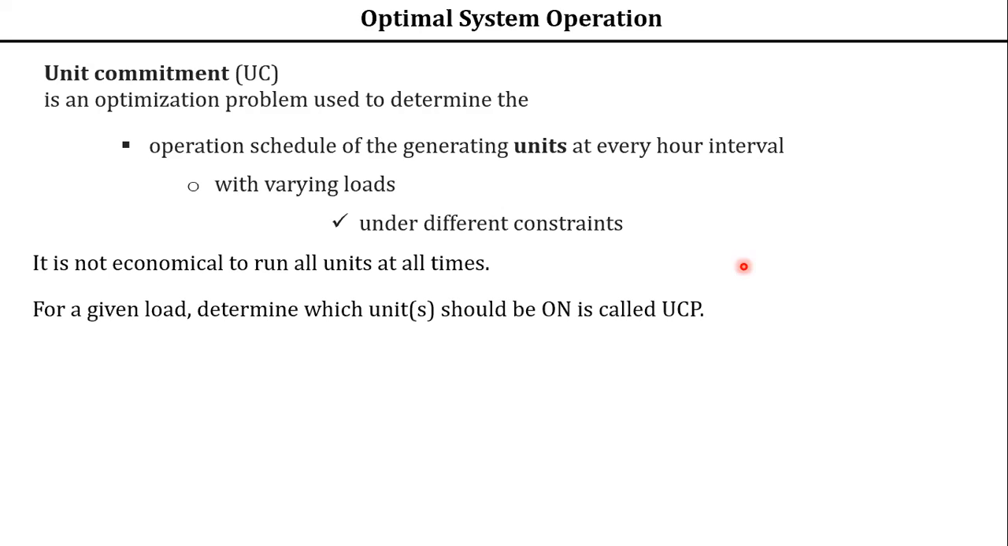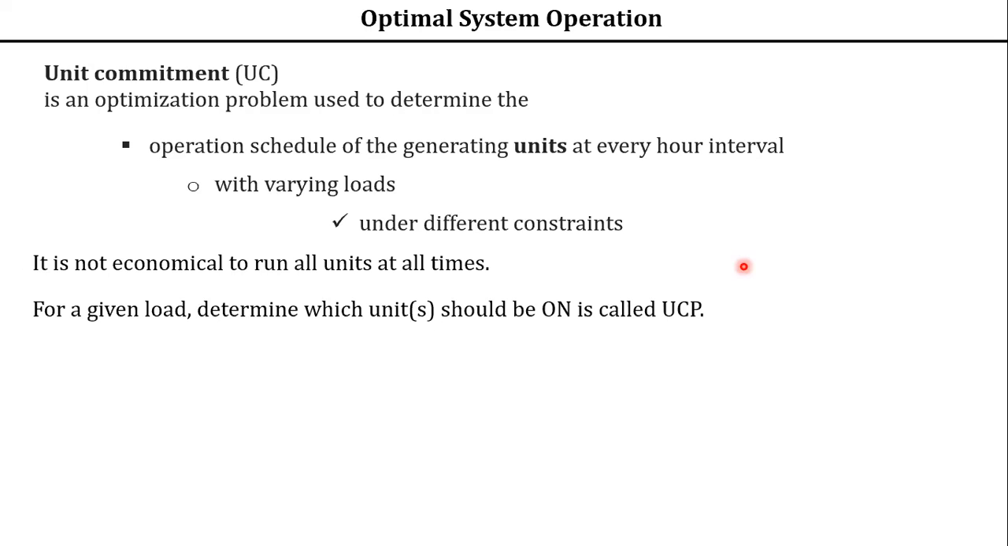Now for a given load, determining which units should be kept on is called the unit commitment problem. I have already explained it. Understood? For a particular load, these are the units to be on, and the other units, please don't operate. That will be economical because of our cost characteristics, so we are going to identify which units to keep on.